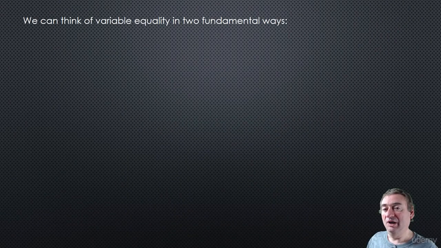So, variable equality. We can think of how to compare two variables in two fundamentally different ways. The first one is by comparing the memory address. As we know, variables are simply pointers to objects in memory, and so we may want to find out, are these two variables pointing to the same object? That's comparing the memory address.